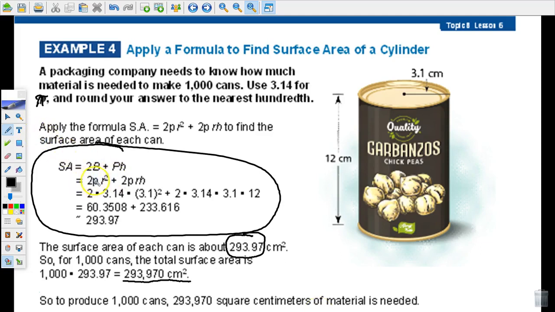So you write out your formula, you plug in all the numbers, you get your answer right here. This is your answer for the total surface area of this cylinder, okay? They need to know how much material it is for 1,000 cans. So all you have to do is take the surface area that you got and multiply it by 1,000. And that will give you the total surface area for 1,000 cans. And that tells you what you need to produce 1,000 cans of garbanzo beans.